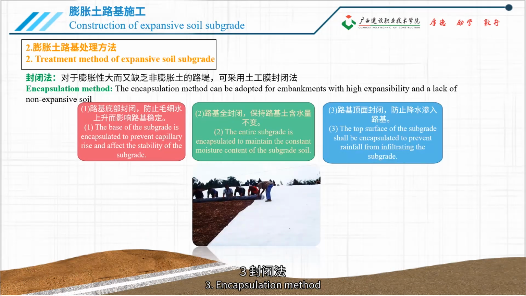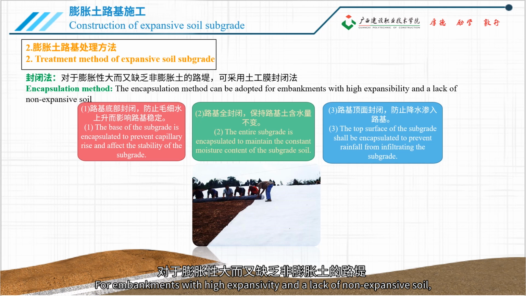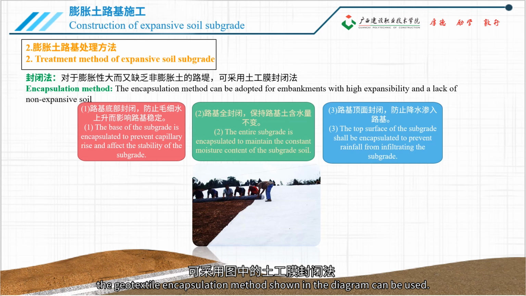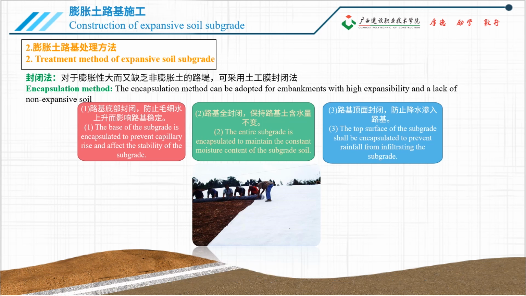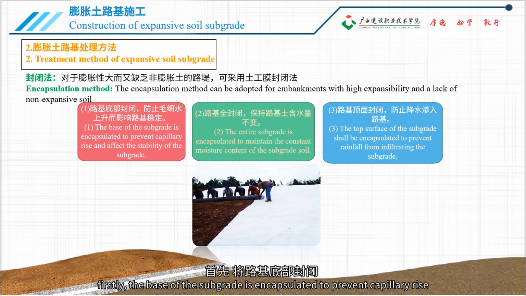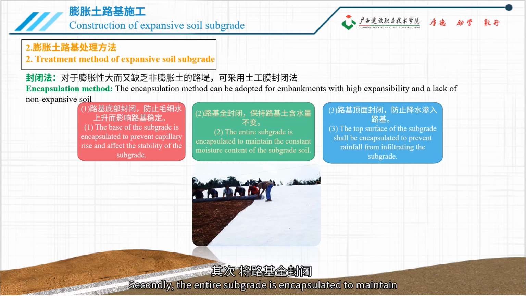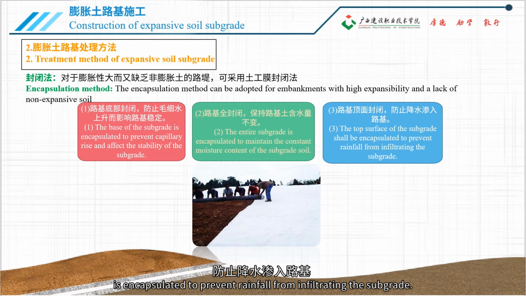3. Encapsulation method. For embankments with high expansivity and a lack of non-expansive soil, the geotextile encapsulation method shown in the diagram can be used. The specific construction processes are as follows. Firstly, the base of the subgrade is encapsulated to prevent capillary rise and affect the stability of the subgrade. Secondly, the entire subgrade is encapsulated to maintain the constant moisture content of the subgrade soil. Finally, the top surface of the subgrade is encapsulated to prevent rainfall from infiltrating the subgrade.